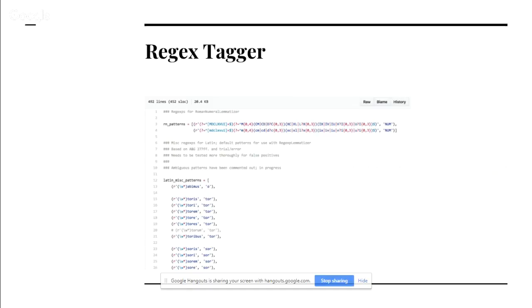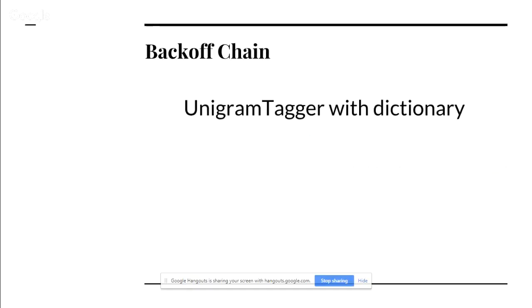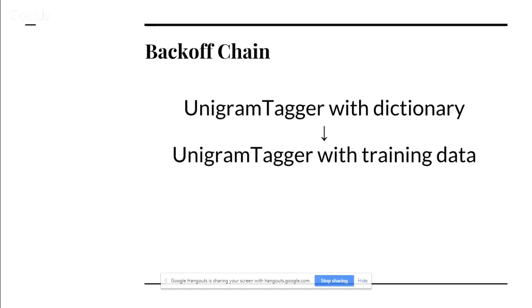If it doesn't find a suitable lemma or tag, it can go to the next one. Maybe we start looking at regular expressions. If it doesn't find a regular expression, it can go on, and we can put together as many as we want. So perhaps a unigram tagger with a dictionary would be a good place to start. Get some high frequency words tagged right away. Maybe then we go to training data.